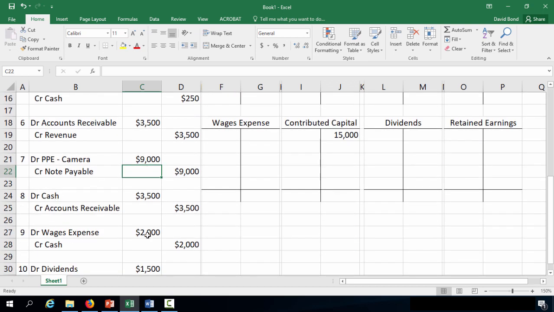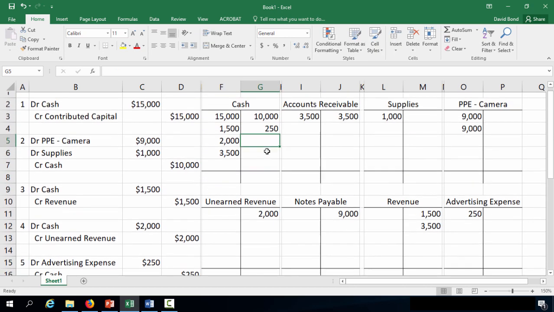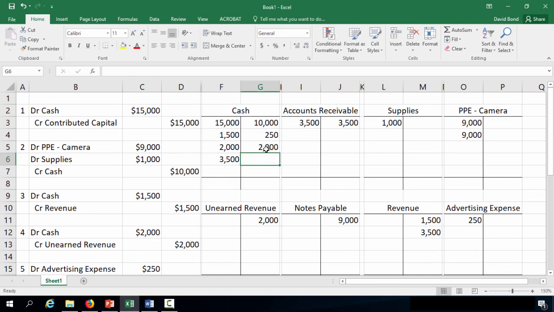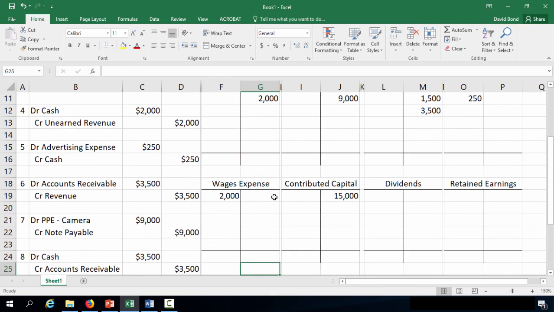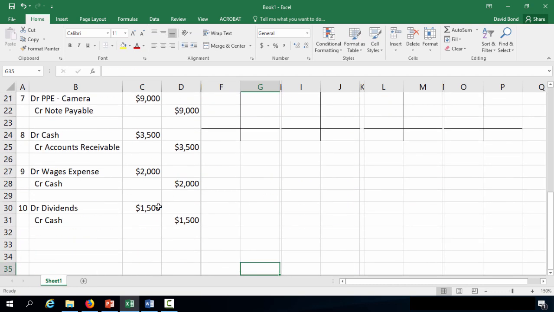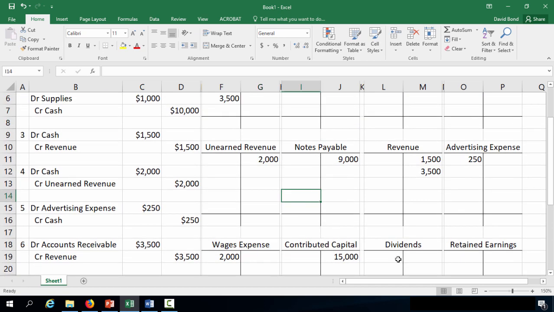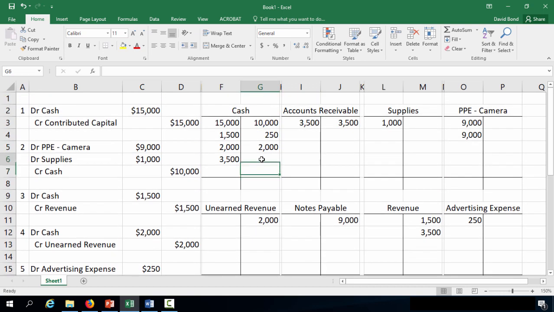Debit wages expense, 2,000. Credit cash, 2,000. So 2,000 debit to wages expense and credit cash, 2,000. And finally, debit dividends, 1,500. Credit cash, 1,500.